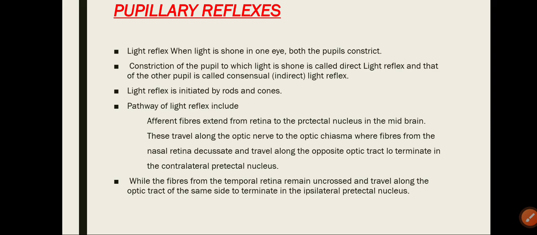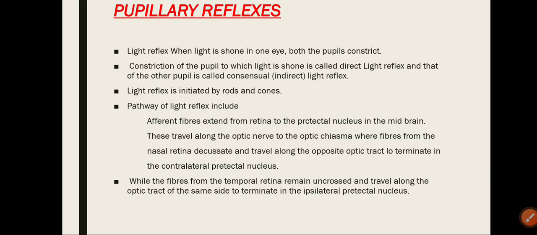Pupillary reflexes. Light reflex: when light is shone in one eye, both pupils constrict. Constriction of the pupil to which light is shone is called the direct light reflex, and that of the other pupil is called the consensual or indirect light reflex. The light reflex is initiated by the rods and cones.